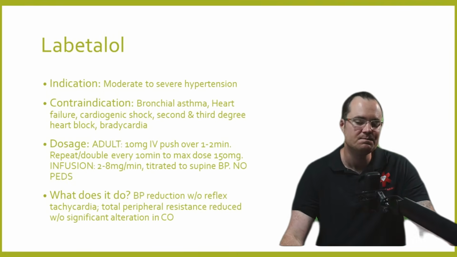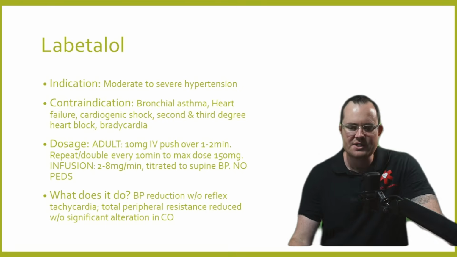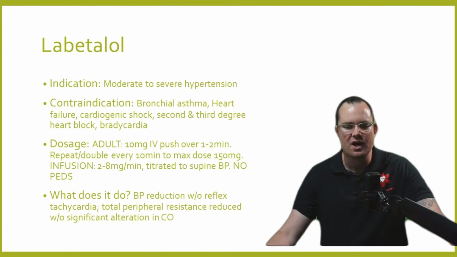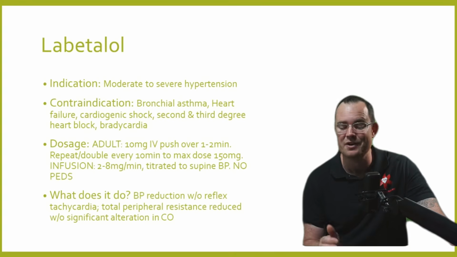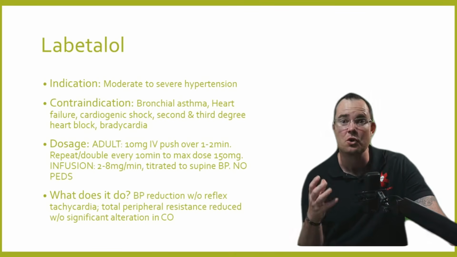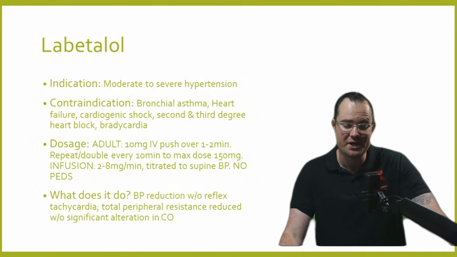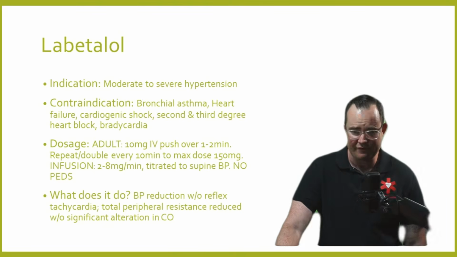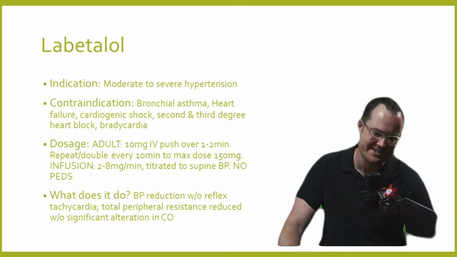Let's take a look at labetalol. Moderate to severe hypertension. Again, this is straight out of the book. Contraindications: bronchial asthma, heart failure, cardiogenic shock, second or third degree heart blocks, and of course bradycardia. If you give labetalol or a beta blocker to somebody whose heart is already really weak, you'll potentially kill that person. So please do not give any sort of beta blocker to somebody who already has a weak heart. The adult dose is 10 milligrams IV push over 1 to 2 minutes every 10 minutes. Look at that, you can give it 15 times, every 10 minutes.